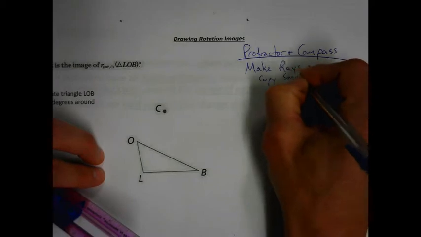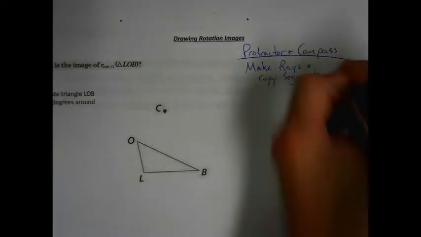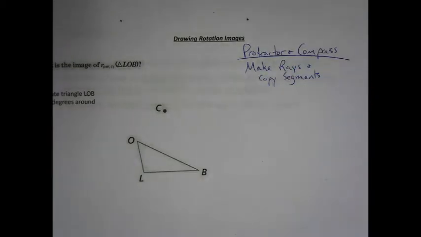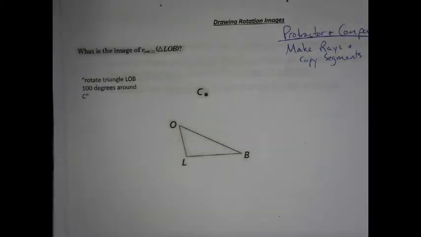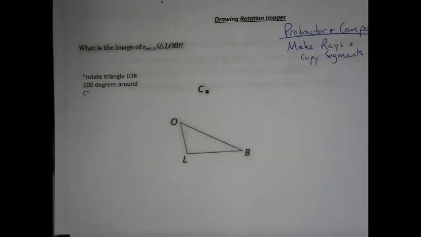Woohoo! So it's nice and easy. We're going to make rays and copy segments. So what's this guy talking about, make rays and copy segments? Well, let's look, shall we? If we're going to rotate this whole triangle 100 degrees around C, we better know what 100 degrees is, right?